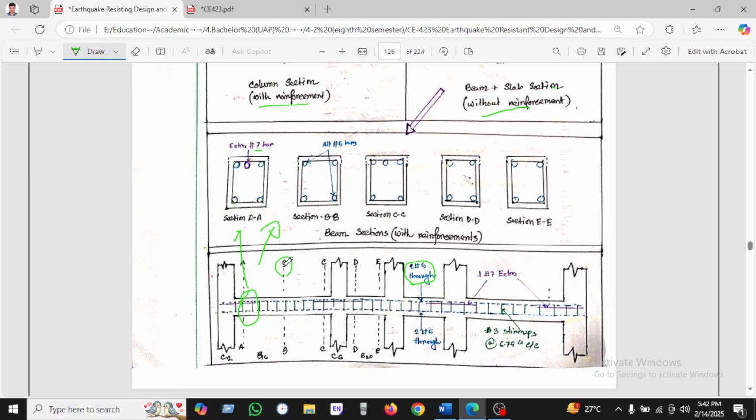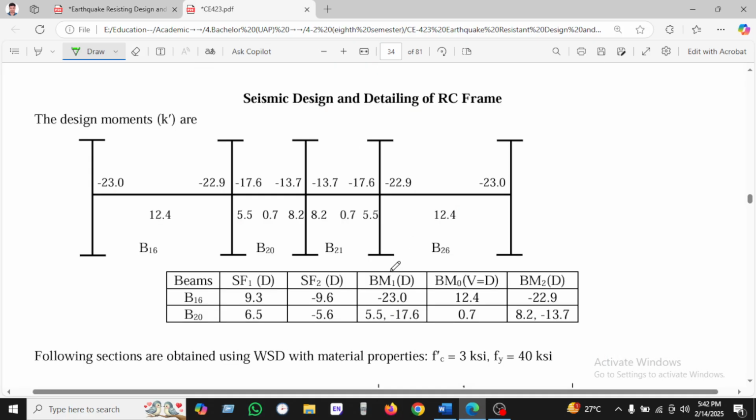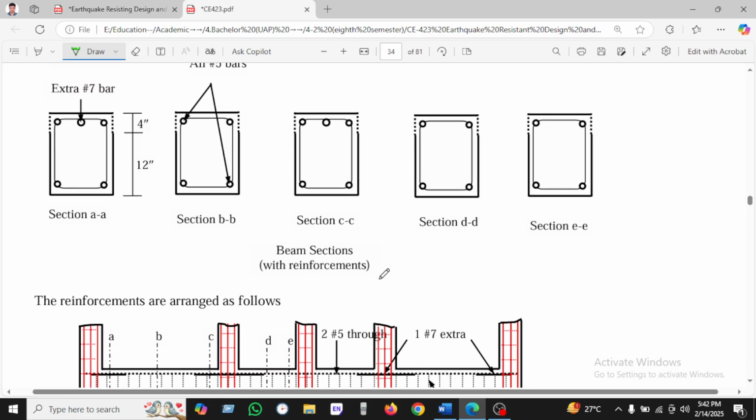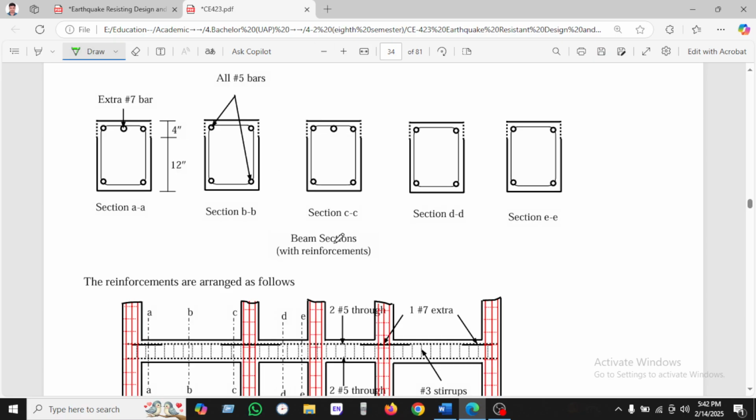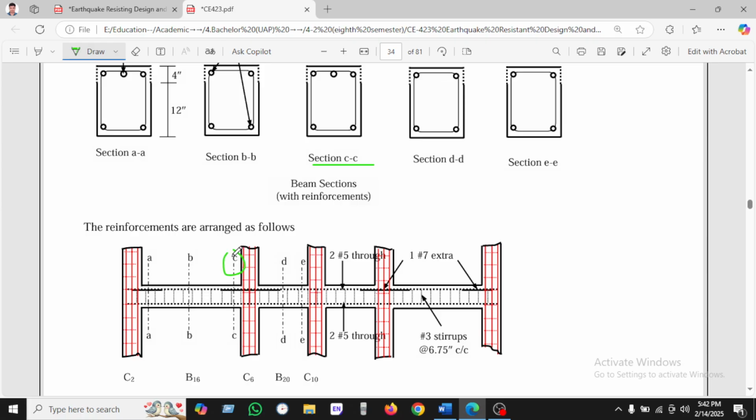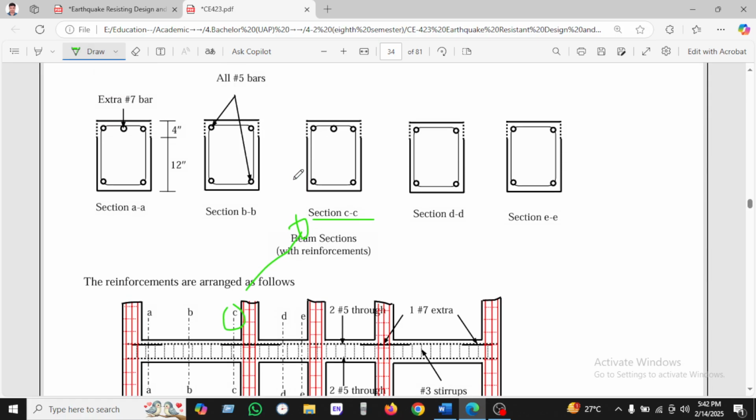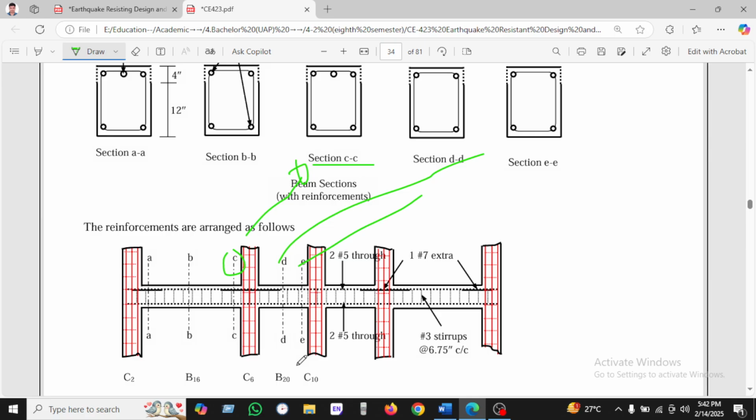For section B, we've been seeing here all the reinforcement is given, and we have used extra number 5 bars, and the section is given here, C. Okay, section C we have been seeing this type. This is the section C. Section D is here, section E is here, and in this way we have used two types throughout.